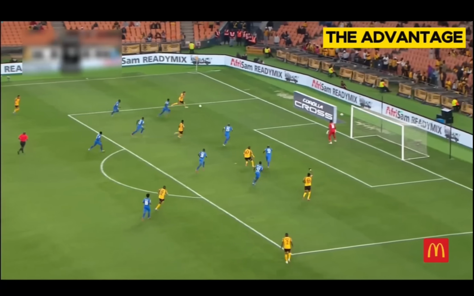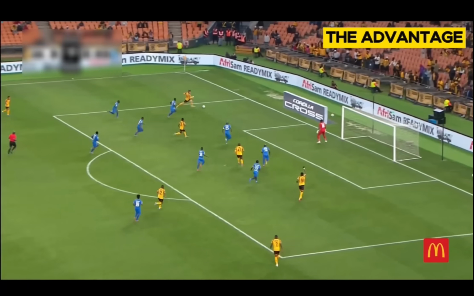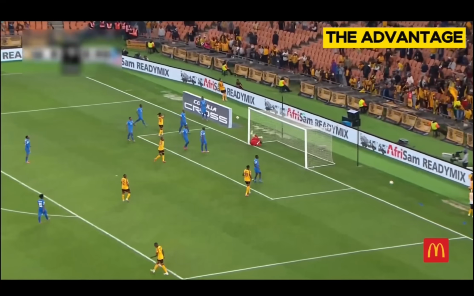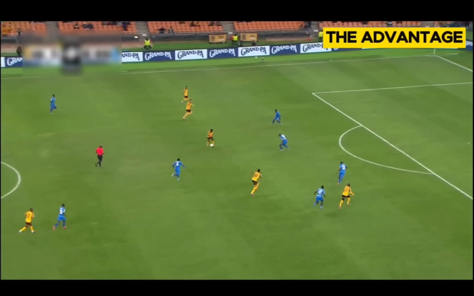And now Lilepo also is an advantage, was now able to run into these spaces and get his shots off. Once again, Chiefs have numbers in the box. That triangle is still there. They try to cross the ball into the box. 3 players there, which is a huge improvement from the previous games.